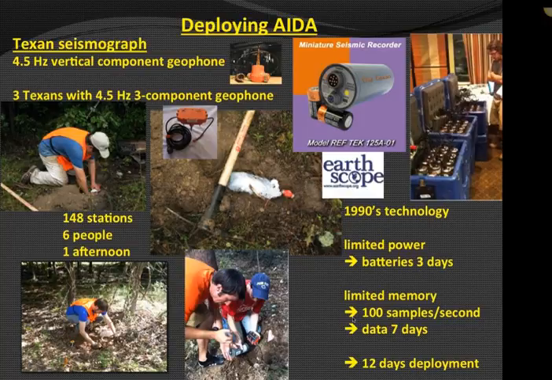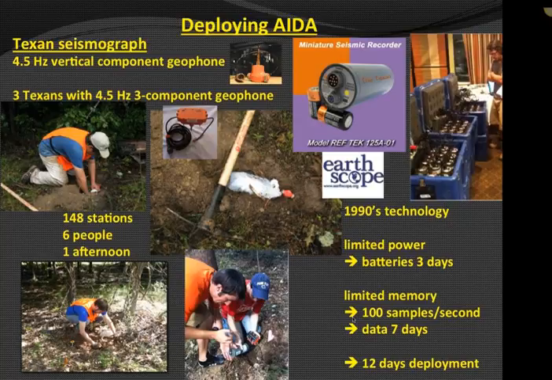The disadvantages of these things, of course, is that they're 4.5 hertz geophones, which do have a response below 4.5 hertz, but a decreasing dynamic range below 4.5 hertz, and that they're 1990s technology. So as it says in the bottom right, these things have limited power. The batteries last about 3.5 days when they're on continuous record.